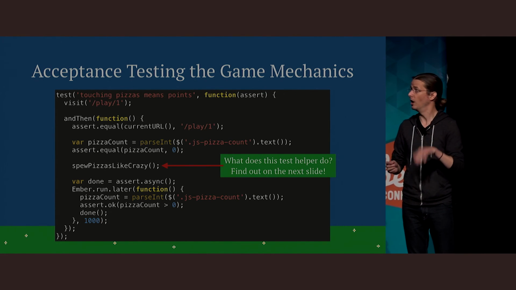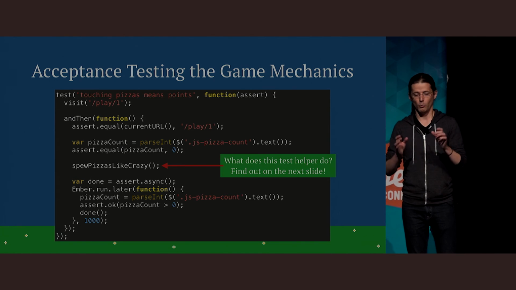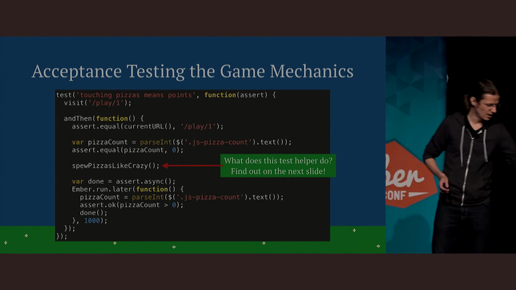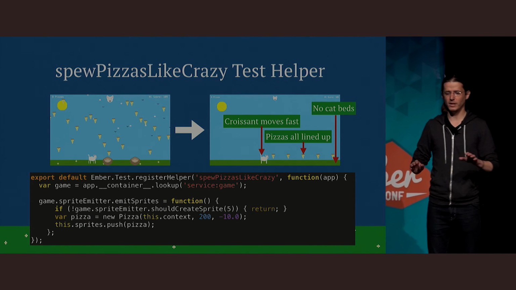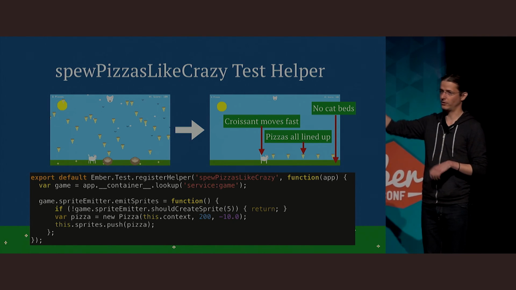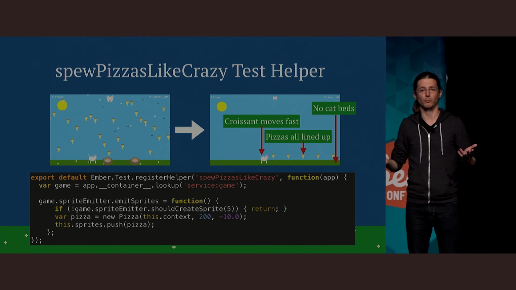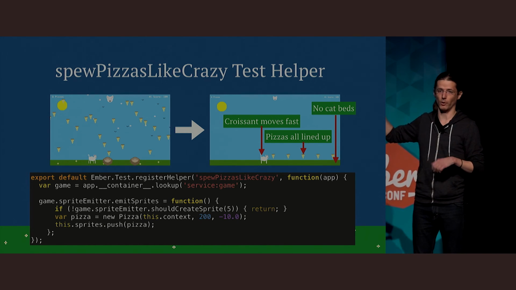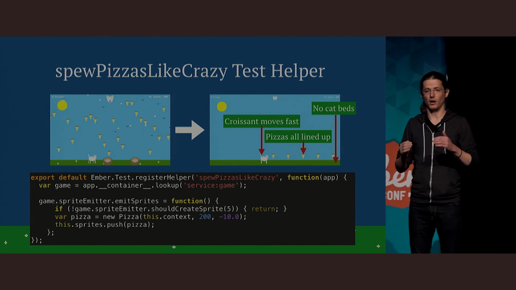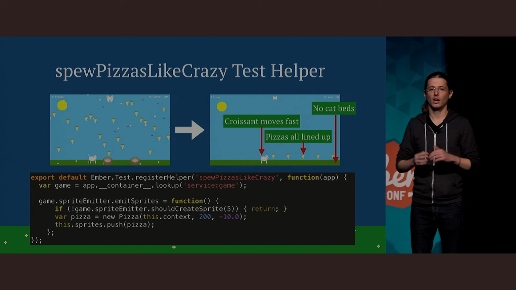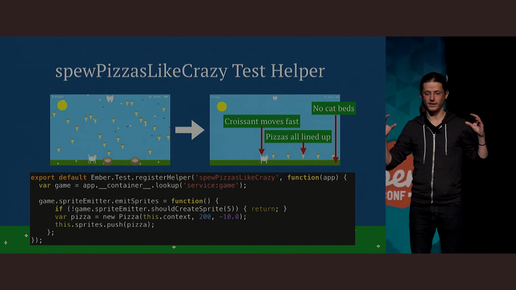And that's what, in this code snippet, the spewPizzasLikeCrazy test helper does. What it does is it turns the game from the thing on the left, which is what the game looks like when you're playing it normally, to something on the right. On the right there, Croissant moves a little bit faster, the pizzas are all at Croissant height, and there's no cat beds.